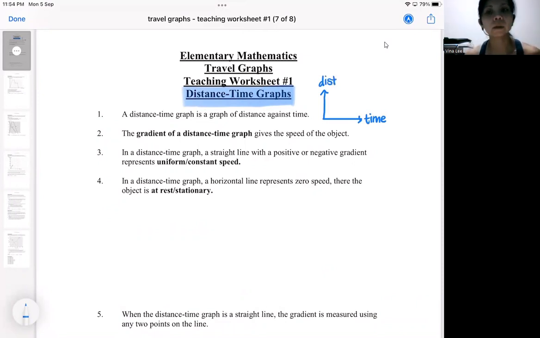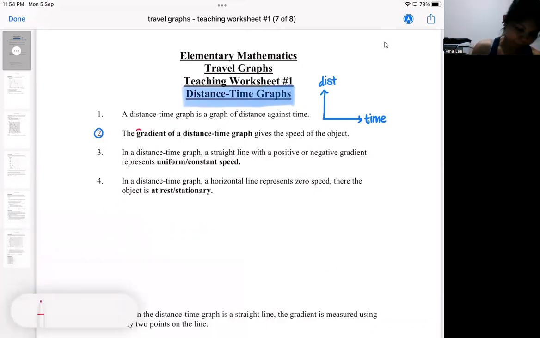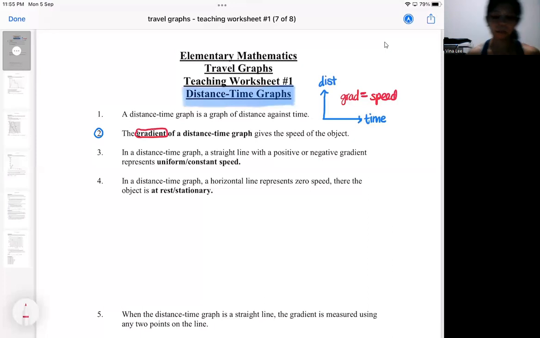In every case, you need to take note of the units for the time and the units for the distance. There is one main feature of such a graph. If you detect that there is a distance-time graph, the main feature will be the gradient. There is an implication on gradient: the gradient represents speed. That is the main feature of a distance-time graph.